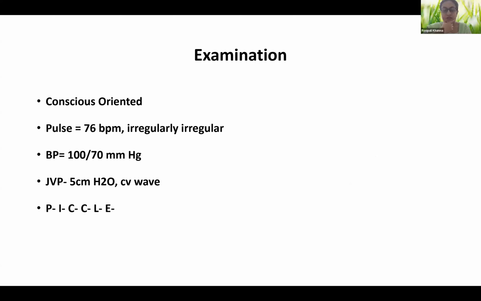Ma'am, there is a question, sir and ma'am. So there is a question we can have a discussion on. One person has asked, isolated AS due to rheumatic heart disease is rare. It is mostly associated with MS. So I think we had a discussion on this also. And one question is, is there any fixed criteria for flight of stairs?